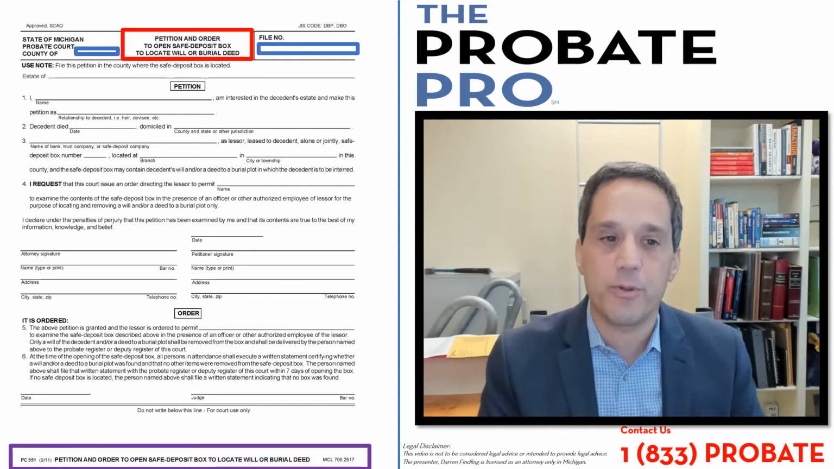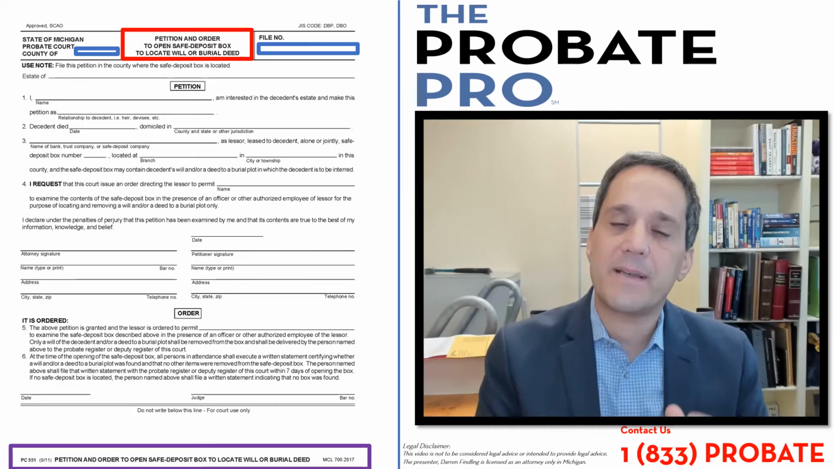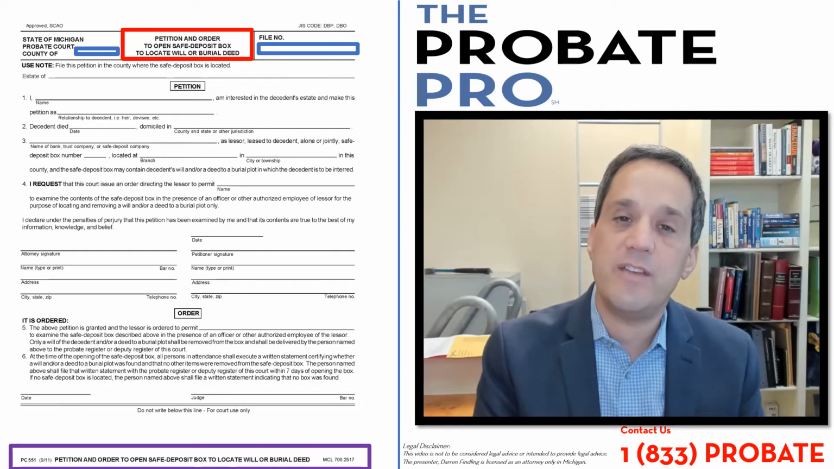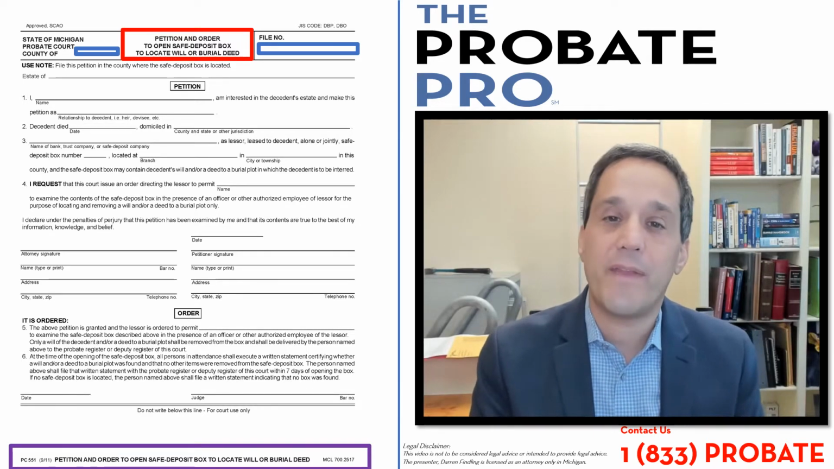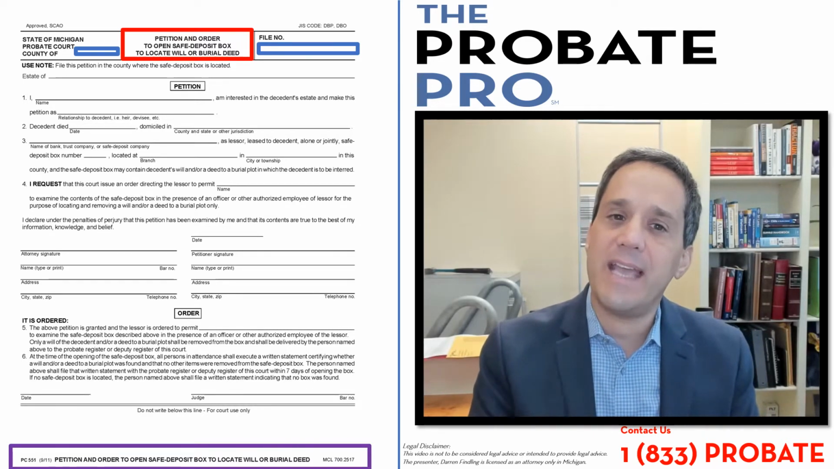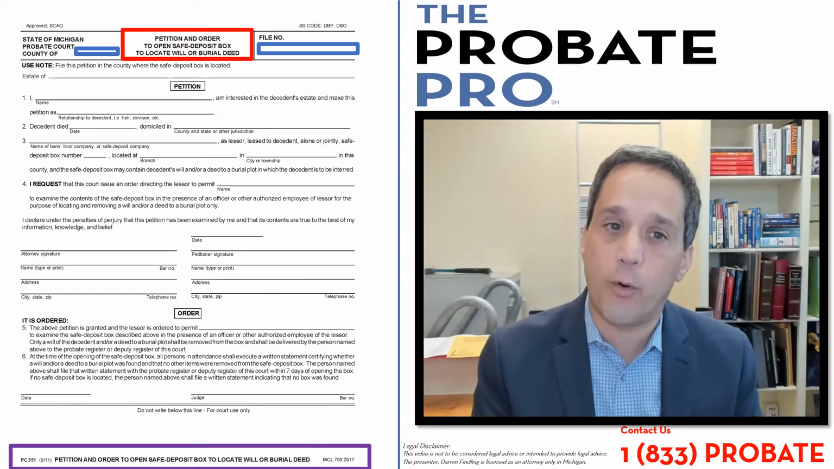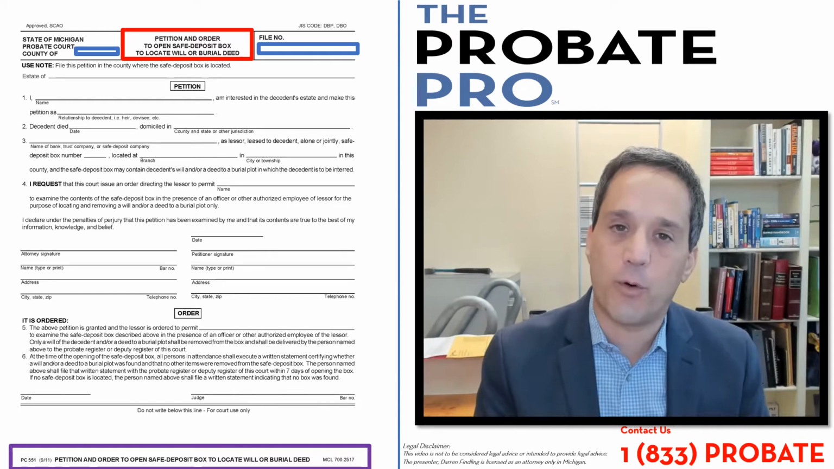Let's work our way through this particular form. At the top left, you would identify the county in which the individual was a resident when they died, and then the case number and the file number, you don't put anything there. The court will do that for you after you've completed the form and filed it with the probate court.